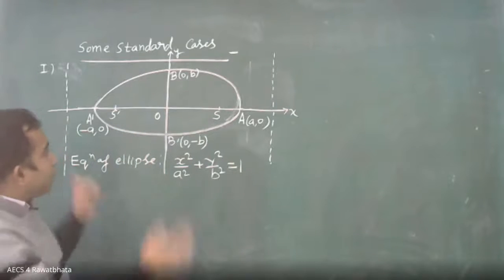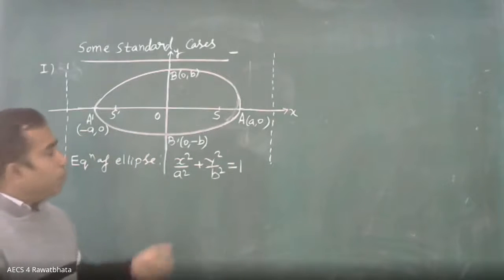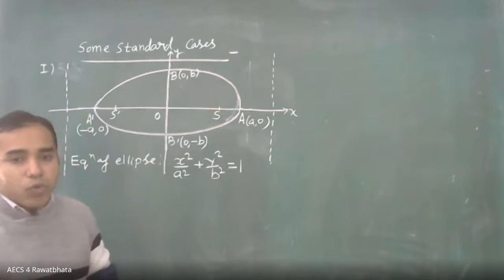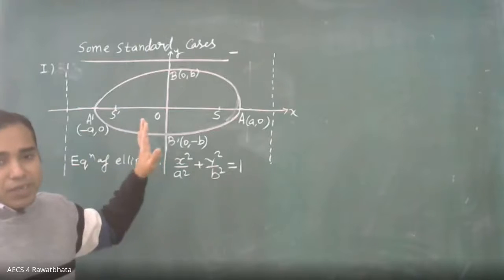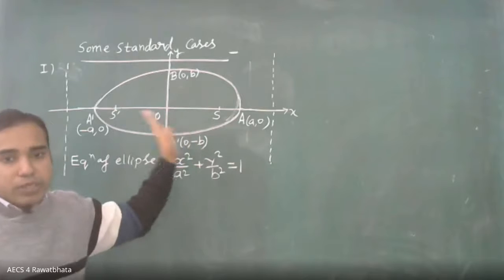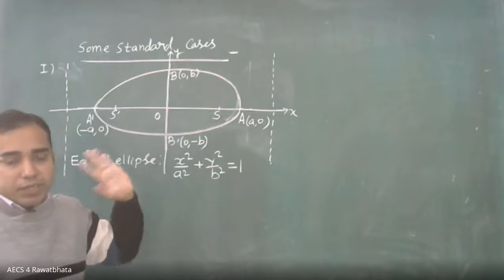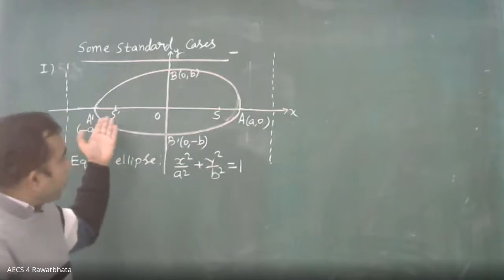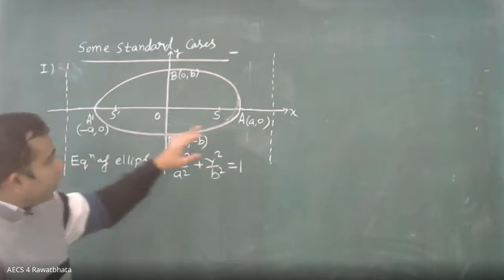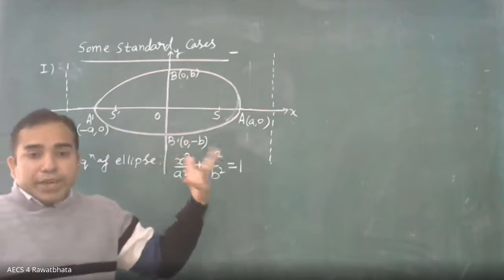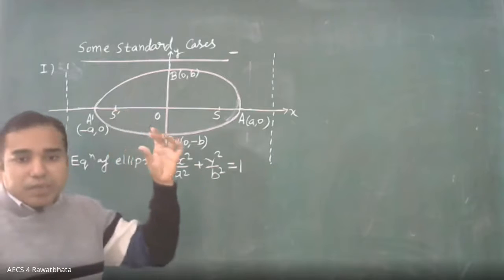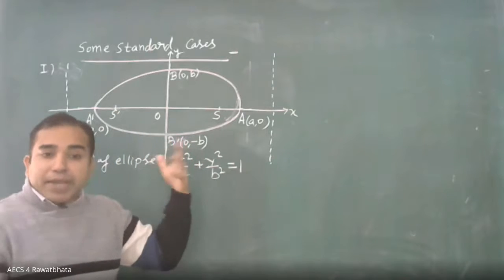This curve is quite symmetric and both are axes of symmetry. The x-axis is also an axis and the y-axis is also a line of symmetry, its axis. But along the x-axis it looks more stretched. So this line segment A dash A is called the major axis, while this B dash B line segment is a bit lesser, so that's why it is called the minor axis.